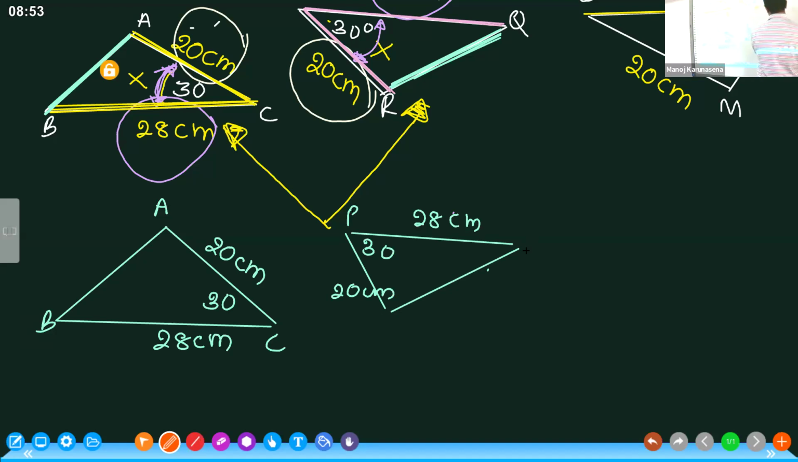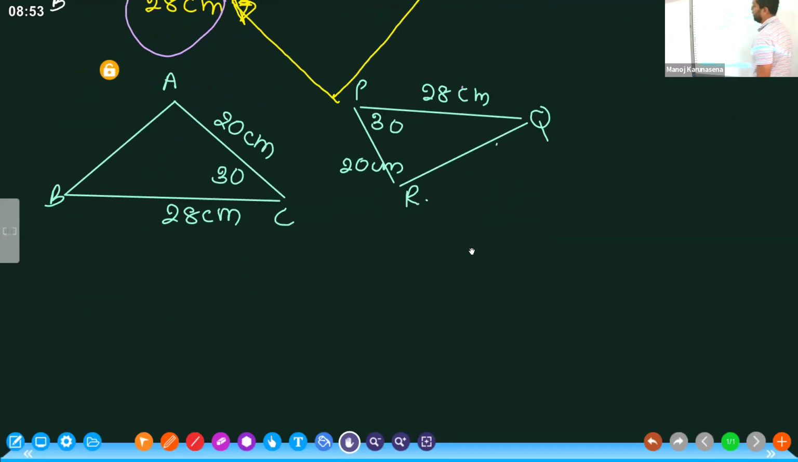Let's name this as PQR. Alright, make another one. Now we are going to prove that. So this is the first case. Quickly draw this. I don't want you to draw this into the correct measurement. You can't, right?